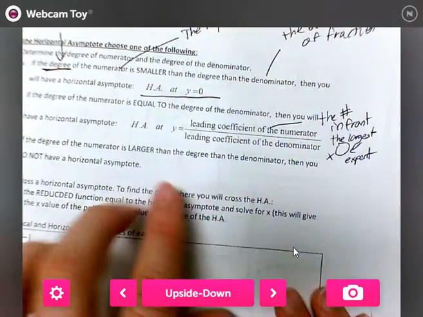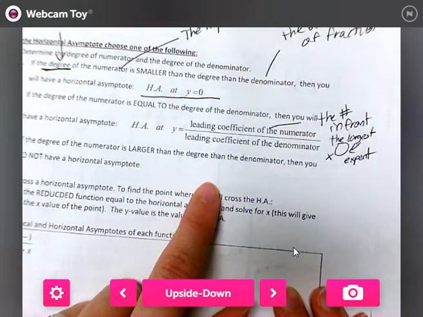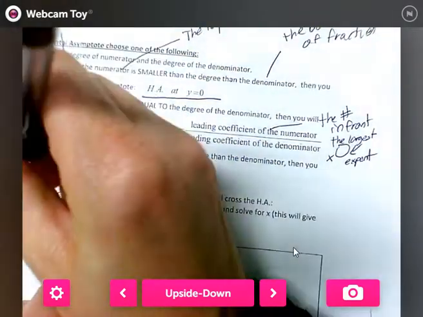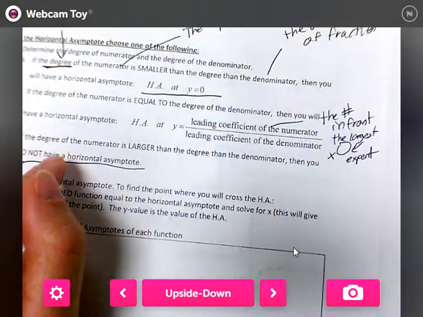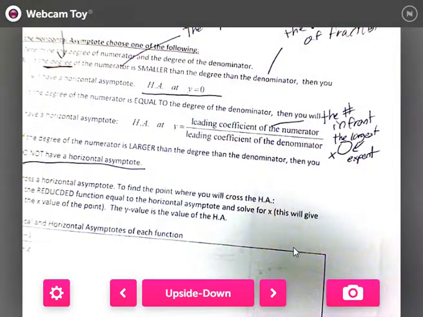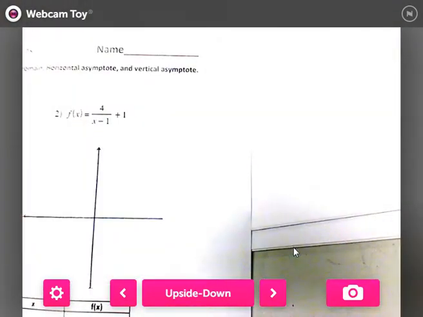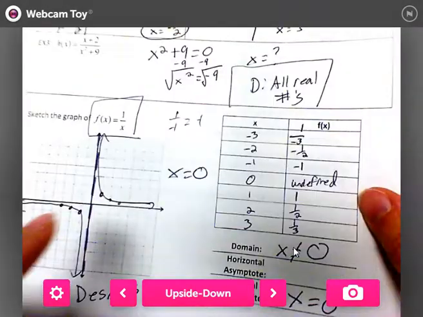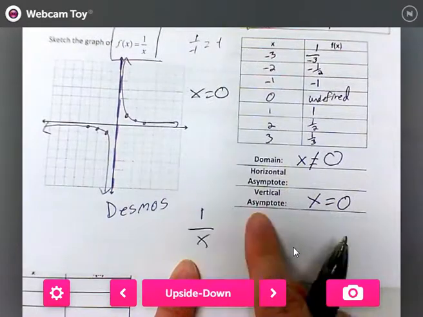Okay? If the degree of the numerator is larger than the degree of the denominator, then you do not have a horizontal asymptote. So do you guys see that you have 3 choices? Yes. Okay, so let's go back and talk about the horizontal asymptote for 1 over x.